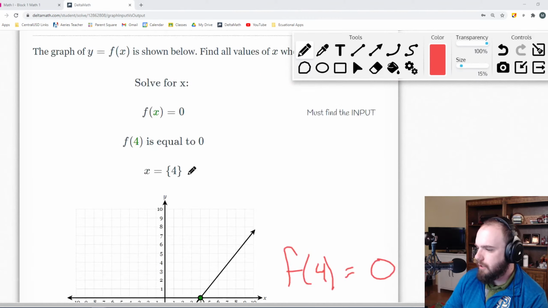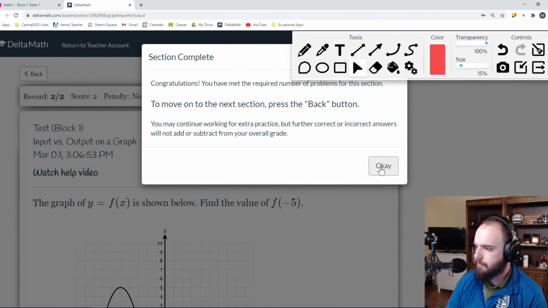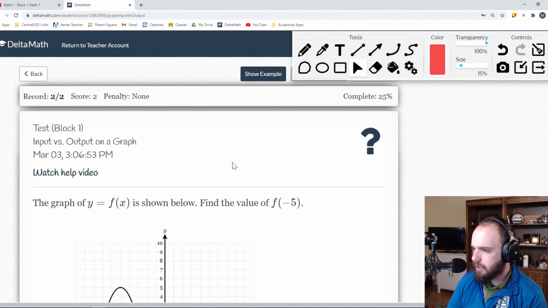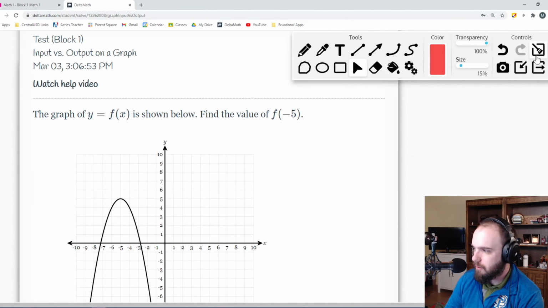All right, so let's try another problem. Let's do one more. I know I've already completed it. Like I said, we just did 2 out of 2. I already did one before. As soon as you get 2 out of 2, you don't have to do any more. But I wanted to show you another one just in case.